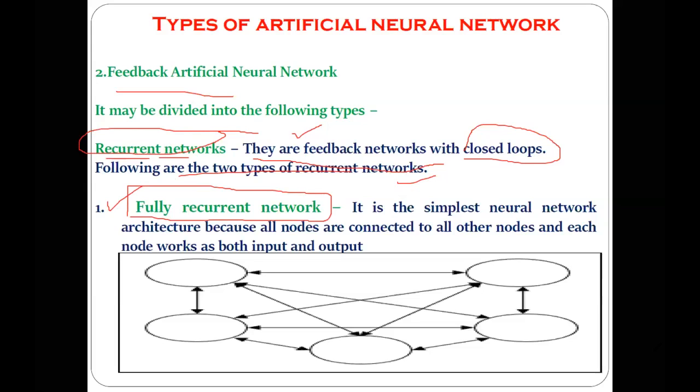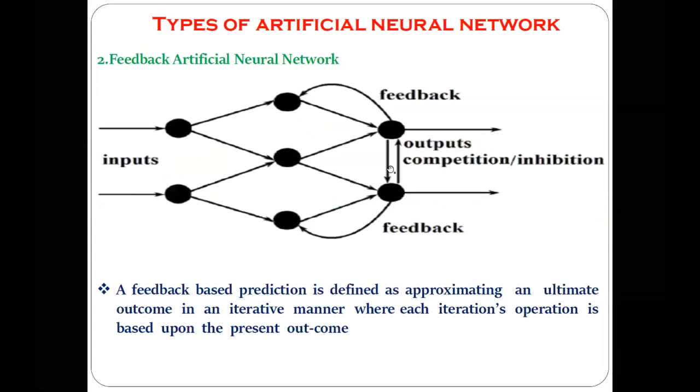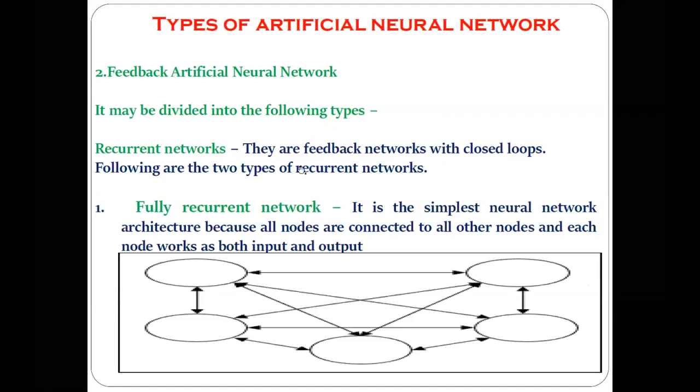It is one of the common and simple types of neural network. What are you observing from this simple diagram? It shows exactly what the fully recurrent network is. Before this, we saw one common diagram of the feedback ANN. Next we are discussing some of its types. First is the recurrent network, which is again divided into two types. One of them is the fully recurrent network, and it looks like this.